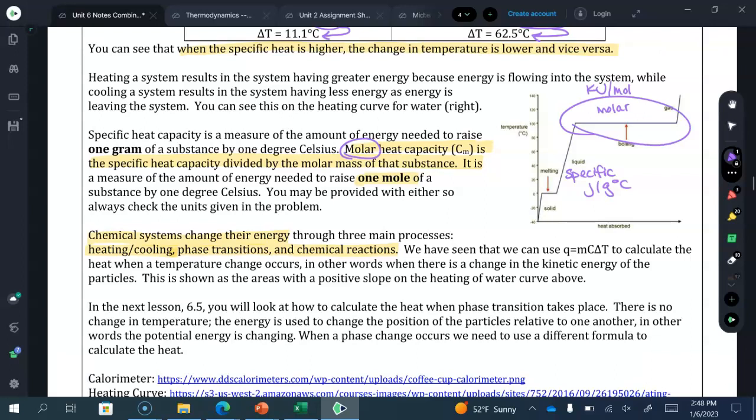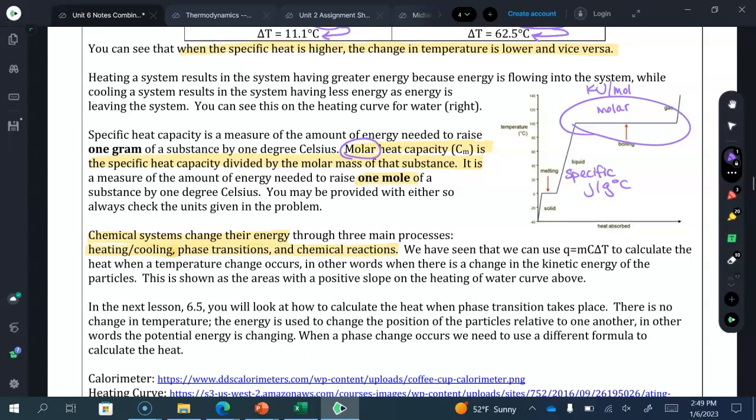Chemical systems change their energy through 3 main processes: heating and cooling, phase transitions, and chemical reactions. We have seen that we can use Q equals mc delta T to calculate the heat when a temperature change occurs. In other words, when there's a change in the kinetic energy of the particles. This is shown in areas with a positive slope on the heating curve of water above.